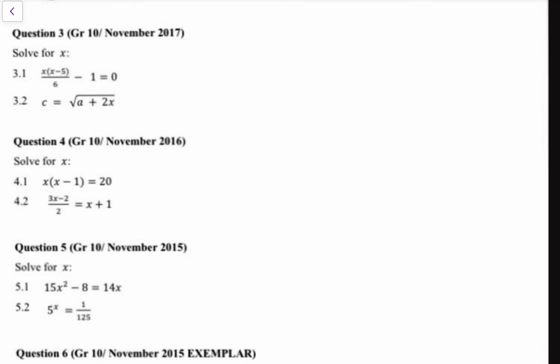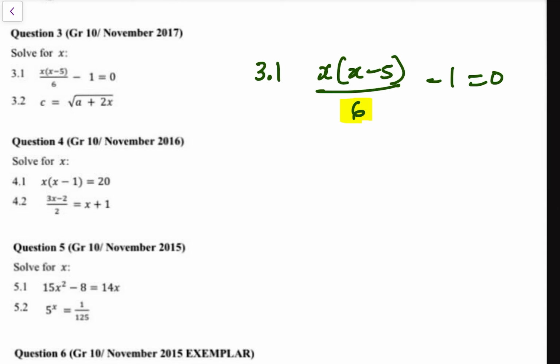Question 3, 3.1. We are given x, and then we have x minus 5 all over 6, and then minus 1 is equal to 0. So first thing first here, we want to get rid of this 6. We will multiply everything by 6. So multiply this term by 6, multiply this one by 6. Now 6 and 6 cancel out. So you are left with x into x minus 5. And then negative 1 times 6 will be negative 6 is equal to 0.